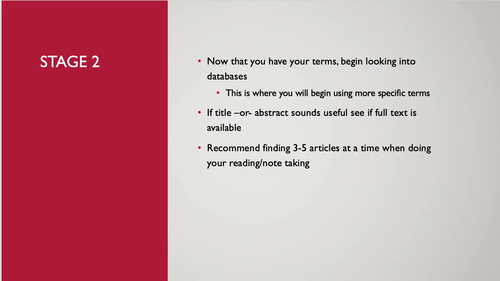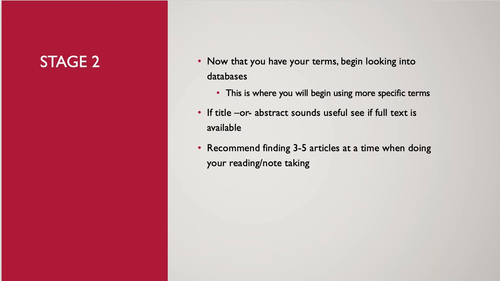Stage two, now that you have your terms, you're going to be looking into the databases. So now you're fully switching into using something like ProQuest. And this is where you're going to use those more specific terms you learned in stage one. So when you go through and find articles through ProQuest, if the title or the abstract sounds useful, you'll want to click to see if the full text is available to you. And if it is available, you're going to want to download it and start reviewing the information related to that.